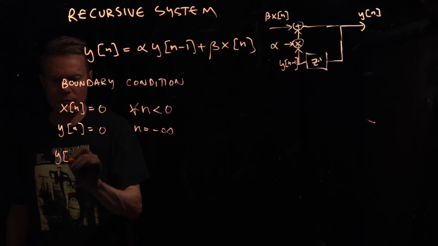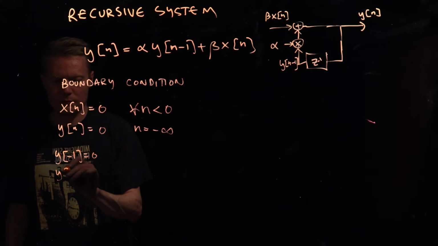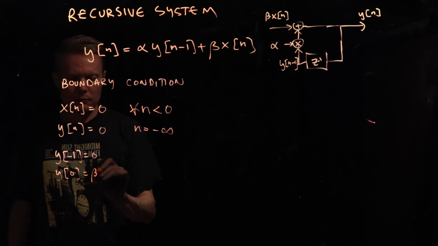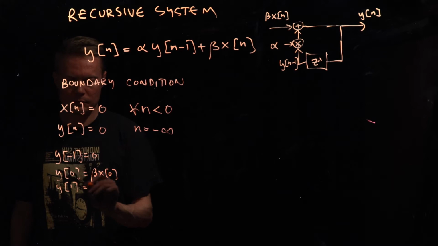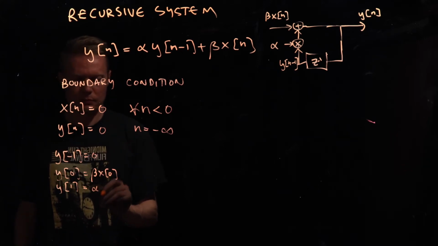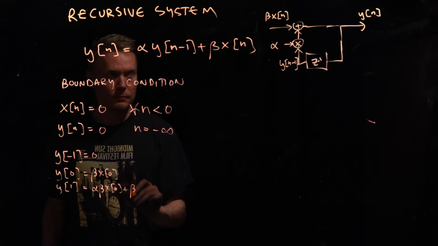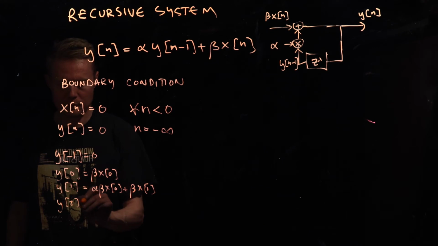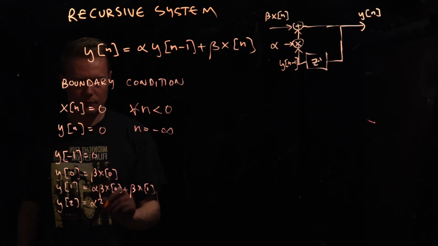Okay, let's start evaluating the output for certain values. We start with negative 1. At negative 1, the output is 0 due to the boundary condition. At 0, the output is just the value of the input times constant beta. The next value of the output, y1, is alpha times beta times x0 plus beta times x1. So we're going to keep iterating this output signal and hopefully you'll see a pattern emerge.